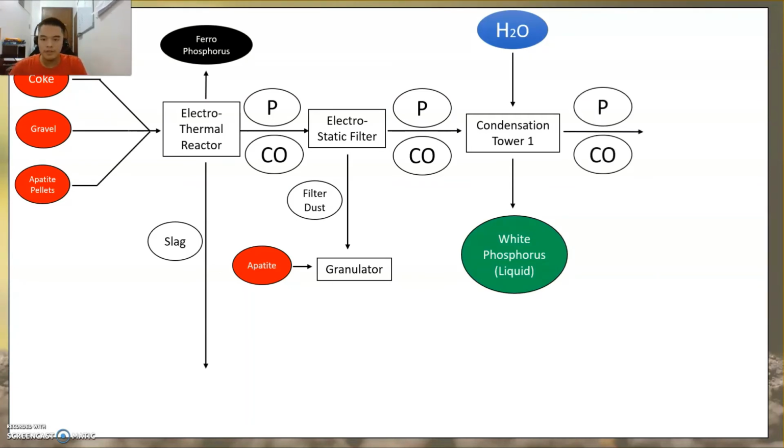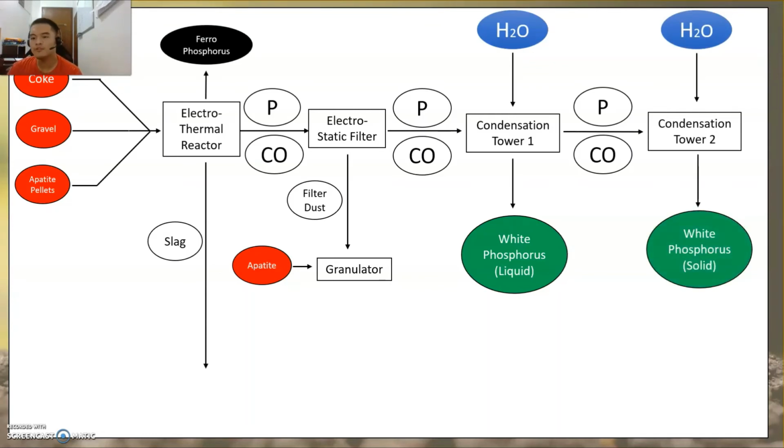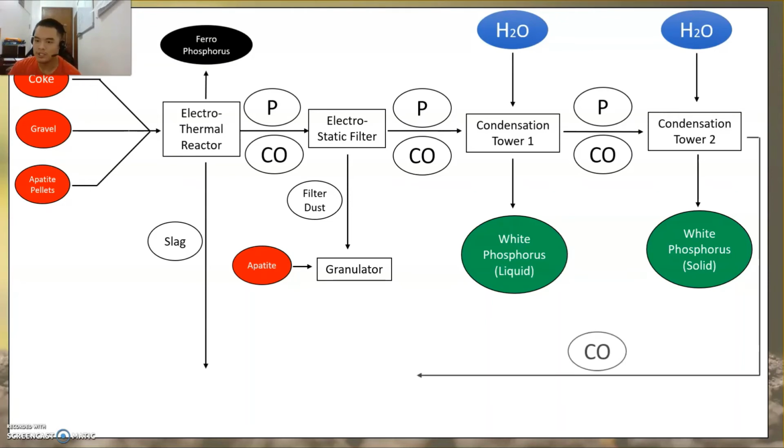The other output of the condensation tower is another stream, the phosphorus carbon monoxide stream, and this is fed to another condensation tower named condensation tower 2. One of the outputs of condensation tower 2 is one of our needed products, white phosphorus, but in solid form. And in order to make the process diagram more efficient and in a cycle to have a greater yield of white phosphorus, another output of condensation tower 2 is just the carbon monoxide alone, hence the carbon monoxide stream. This carbon monoxide stream is sent into a dryer.